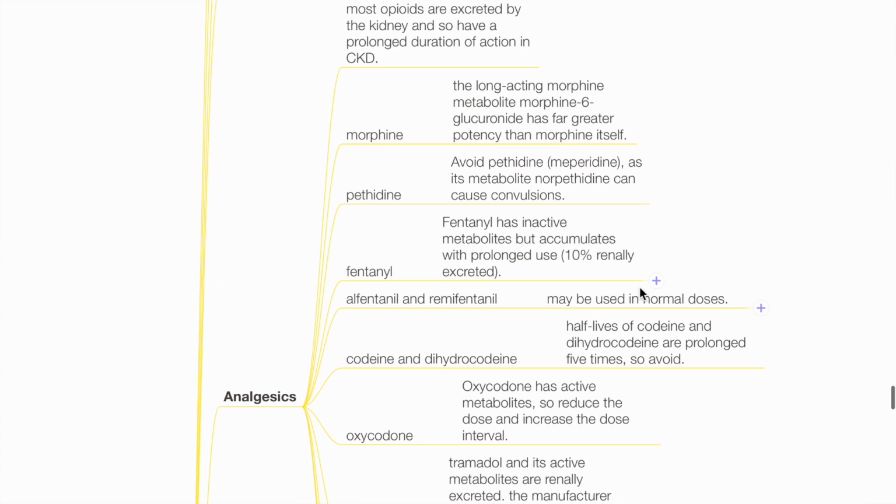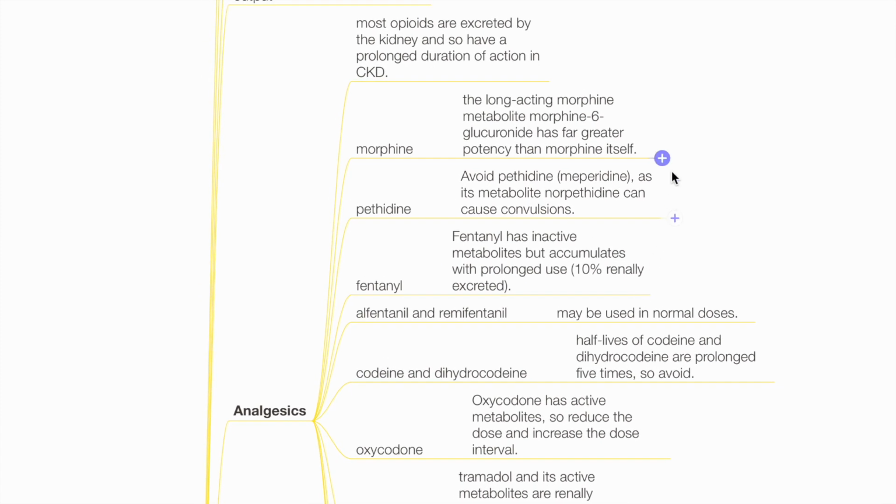Analgesics. Most opioids are excreted by the kidneys and so have prolonged duration of action in CKD. Morphine. Long-acting morphine metabolite M6G has greater potency than morphine itself. M6G accumulates in renal failure. Pethidine. Avoid pethidine as its metabolite norpethidine can cause convulsions. Fentanyl. Fentanyl has inactive metabolites but accumulates with prolonged use.